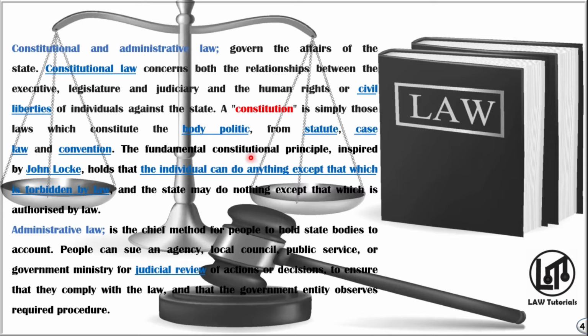The fundamental constitutional principle inspired by John Locke holds that the individual can do anything except that which is forbidden by law, and the state may do nothing except that which is authorized by law. Administrative law, on the other hand, is the chief method for people to hold state bodies to account. People can sue an agency, local council, public service, or government ministry for judicial review of actions or decisions to ensure that they comply with the law and that the government entity observes required procedure.